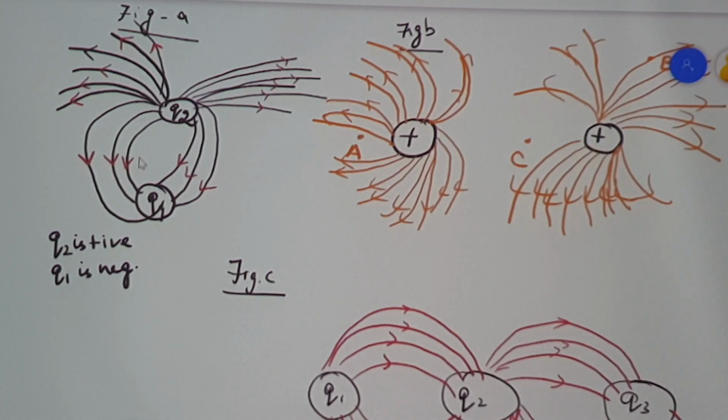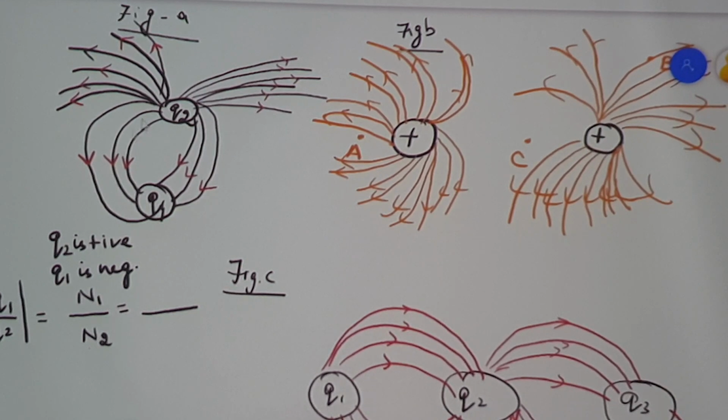Then what is the second one? You are asked to calculate, for this question itself, what is Q1 divided by Q2, the ratio of Q1 divided by Q2. See, Q1 divided by Q2 is nothing but the ratio of the number of lines getting into the negative charge, Q1, and the number of lines going out of the positive charge, Q2. So what is N2 and what is N1?